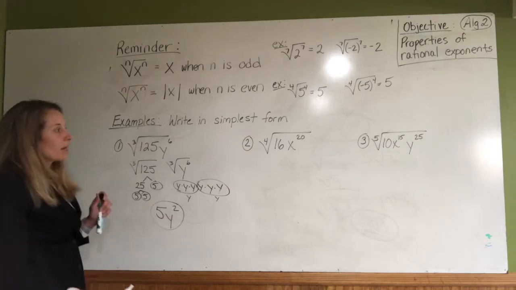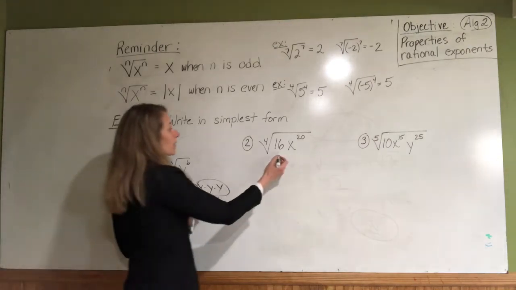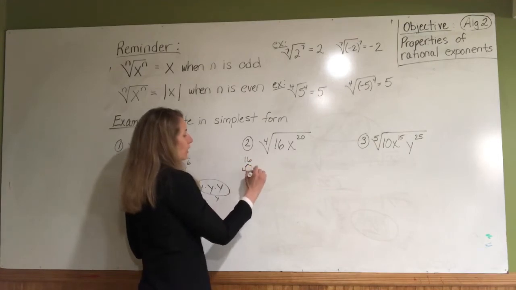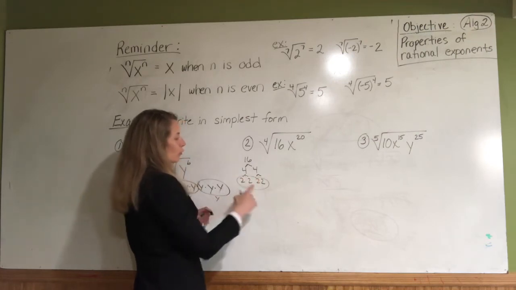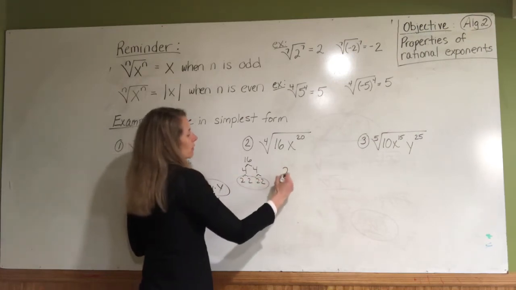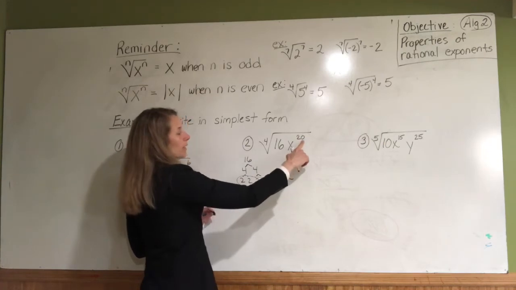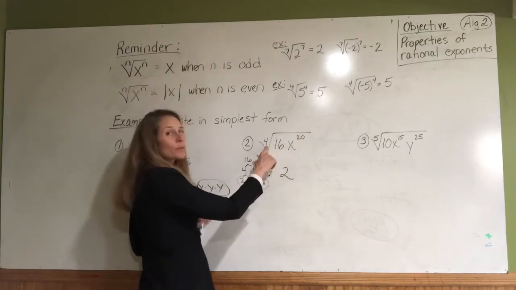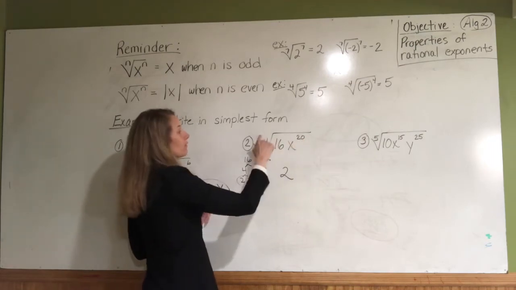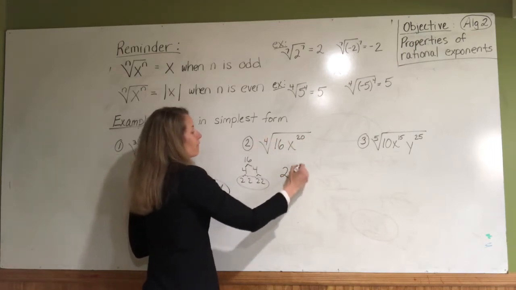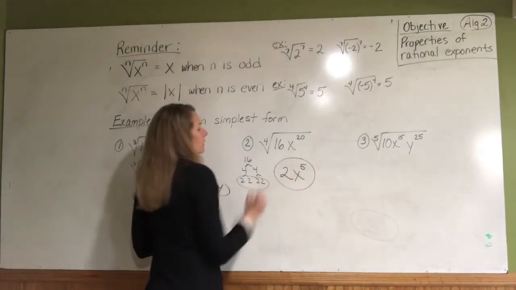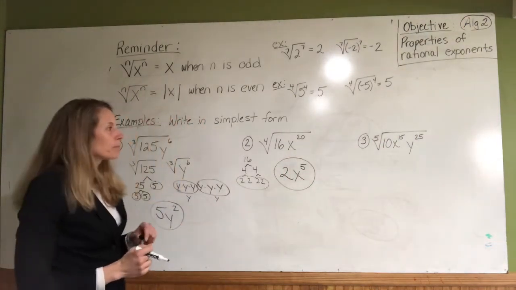So let's take a look at the next one. Again, the 16, you want to do it over on the side or mentally, right? So I have 4 and 4, 2 and 2, 2 and 2. So it works out to a group of 4 2's. Now I'm going to look for my x to the 20th. If I have 20 x's being multiplied together, how many groups of 4 can I get? Well, 20 divided by 4 would give me 5 groups of 4 x's. So my answer would be 2x to the 5th power.